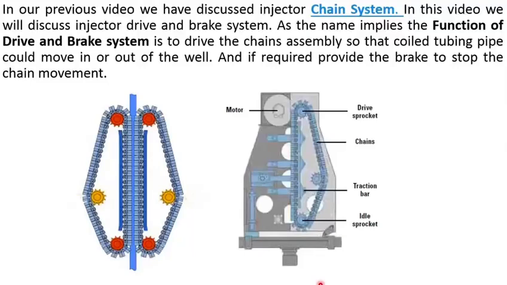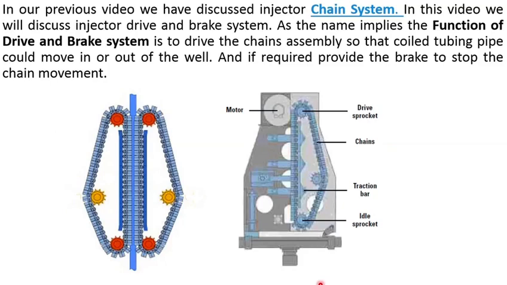In our last video we have already discussed the first system of injector head, that is chain system, and now in this video we will study the second system of the injector head, that is drive and brake system. As the name implies, the function of the drive and brake system is to drive the chains so that ultimately coil tubing pipe could be run in or out of the well bore.